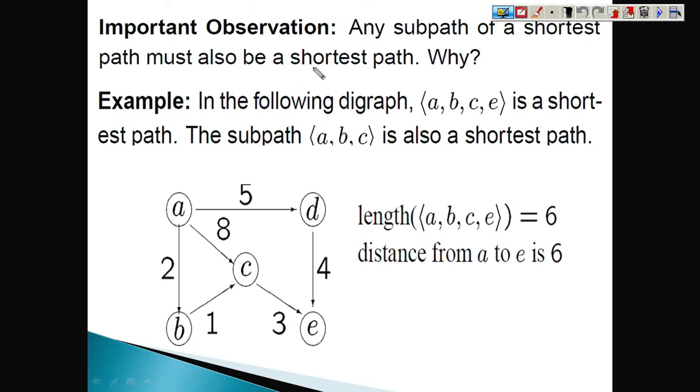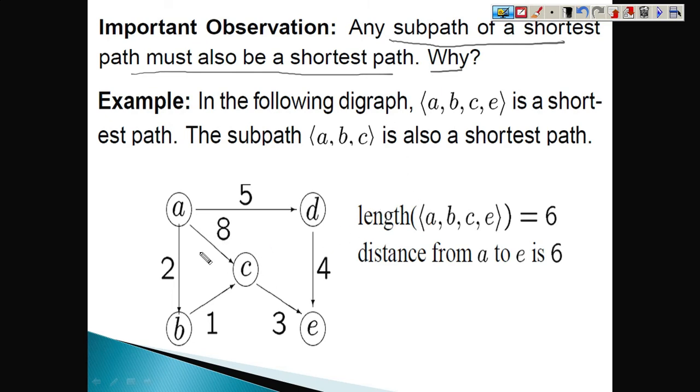So we have an observation that any subpath of the shortest path must always be a shortest path. Why? This is also very obvious. We have just discussed the optimal substructure property. So if you have any subpath from the given shortest path, then that subpath must be the shortest path. Let us also understand this here.